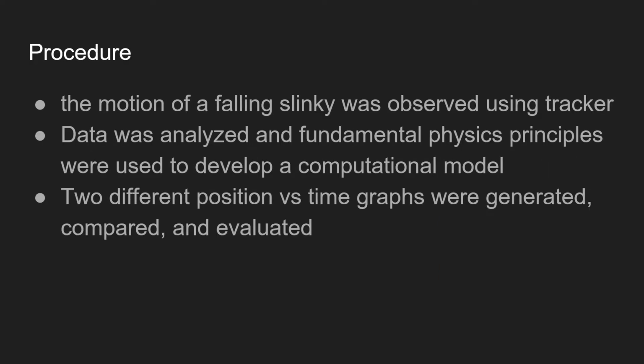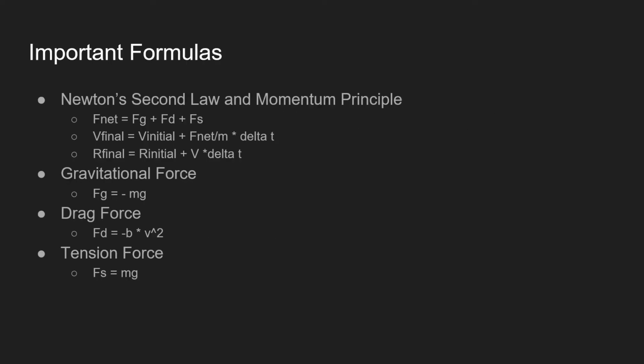The observed motion of the object will be analyzed using Tracker and several fundamental physics principles, and compared to a computational model generated using GlowScript. Then, two different position versus time graphs were generated, compared, and evaluated. This lab is based on Newton's second law, from which the position and velocity update formulas can be derived.